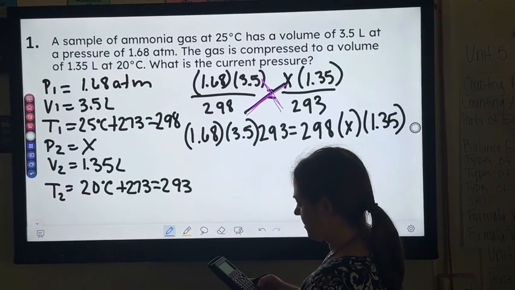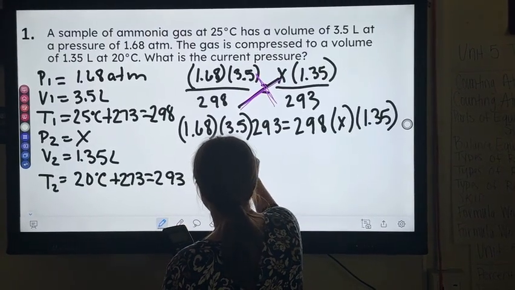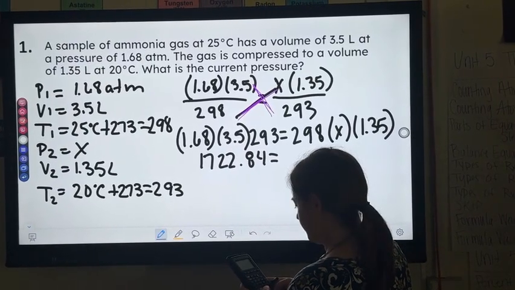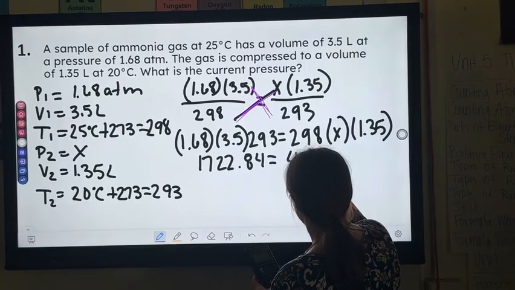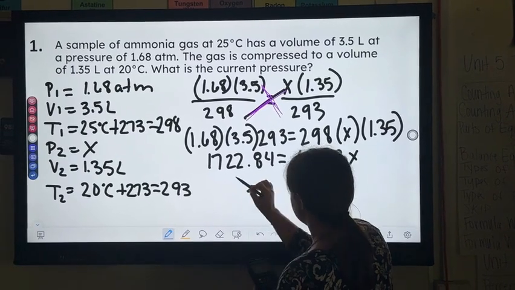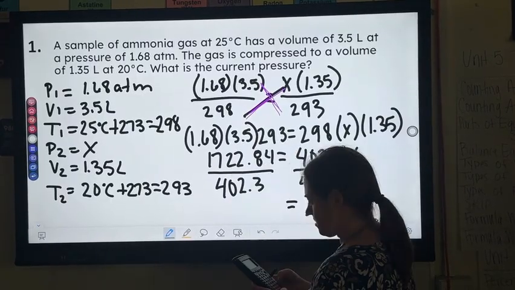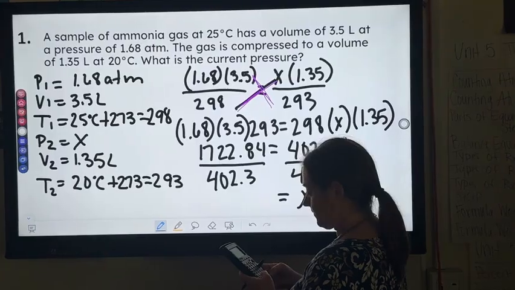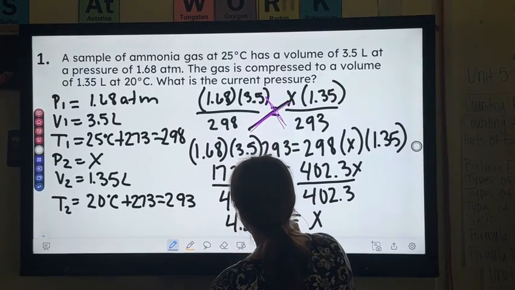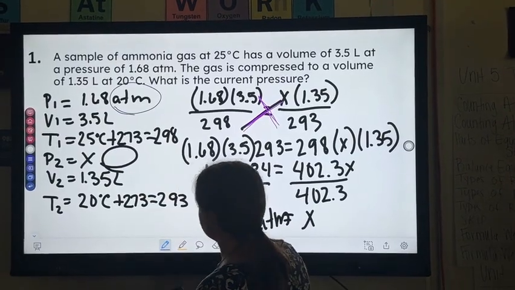We're going to multiply this side. 1.68 times 3.5 times 293 is equal to 1,722.84. 298 times 1.35 is 402.3x. We're going to divide each side by 402.3 to get x by itself. So then x will equal 4.28 atm. And we know it's atm because our first pressure was in atm, so our second pressure also has to be in atm.